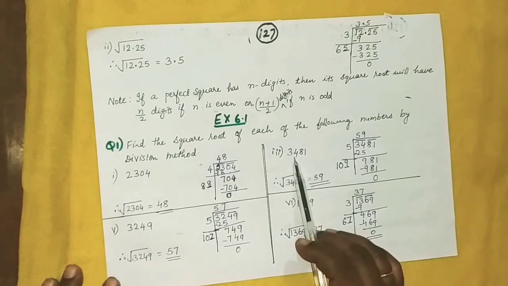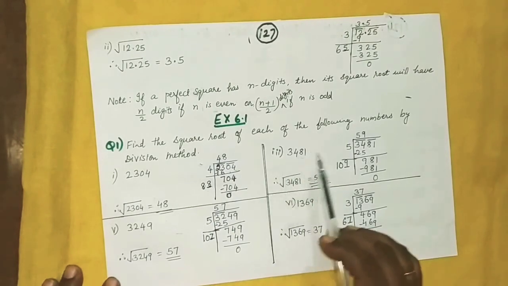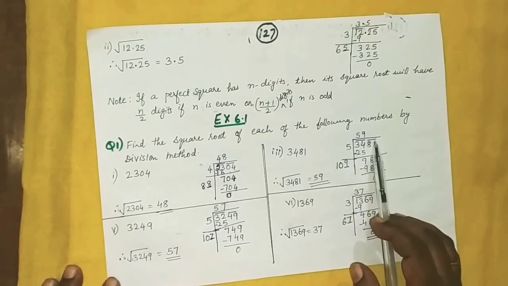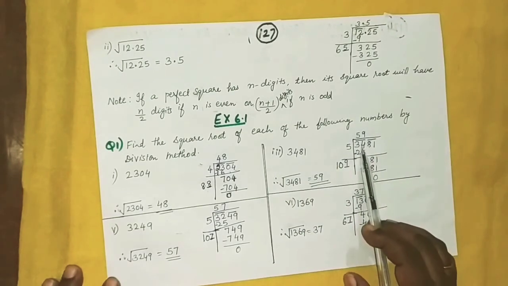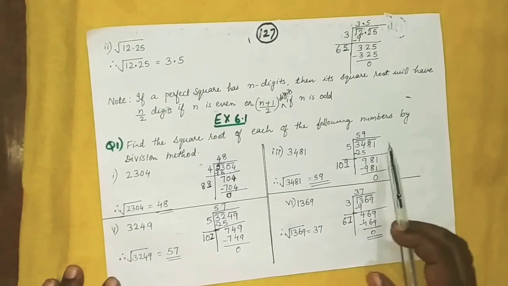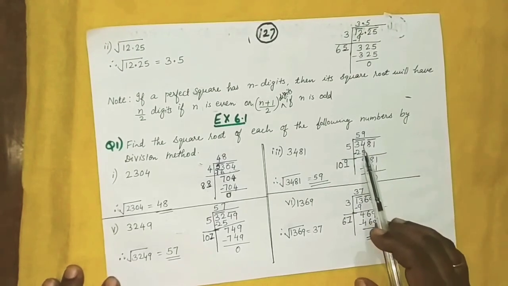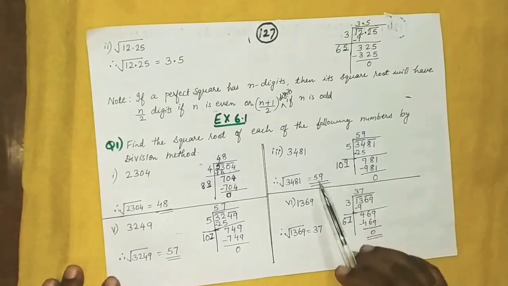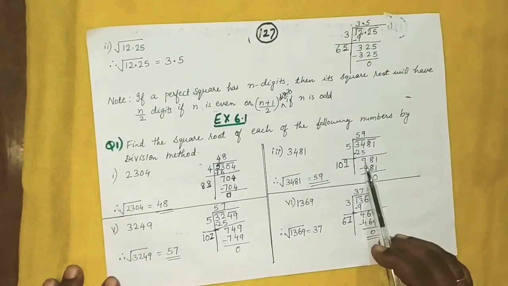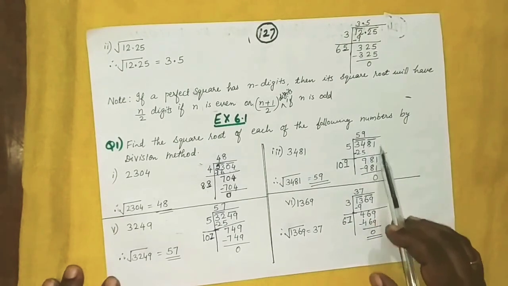Now, the third one, 3481. The same way we are pairing from right to left. So 81 together, 34 together. Smaller than 34, which square number is there? 25 is coming. 36 is greater. So 5 5s are 25. 5 we wrote in the quotient, and 5 is in the divisor. 34 minus 25 is 9. Now 981. This 81 also we wrote.